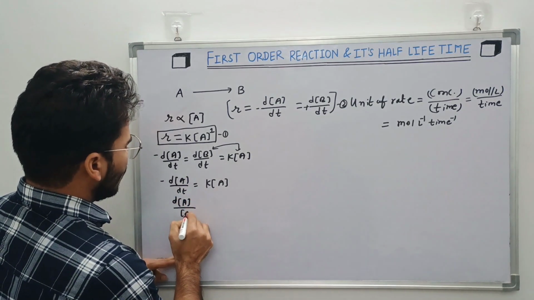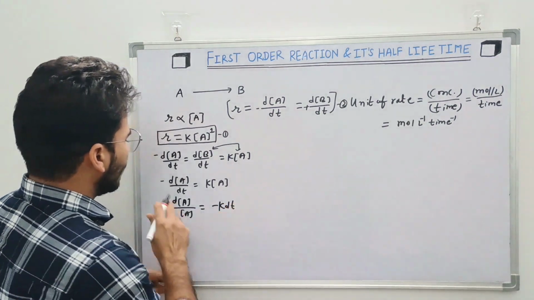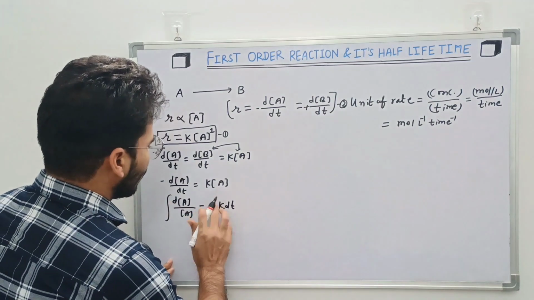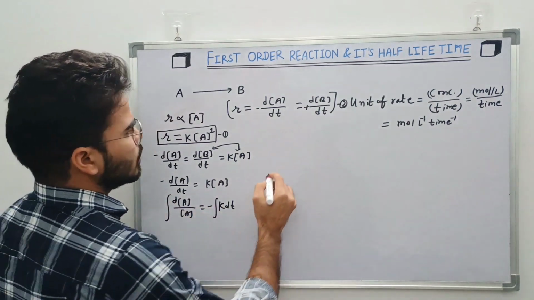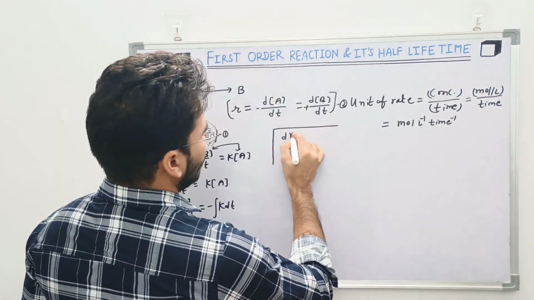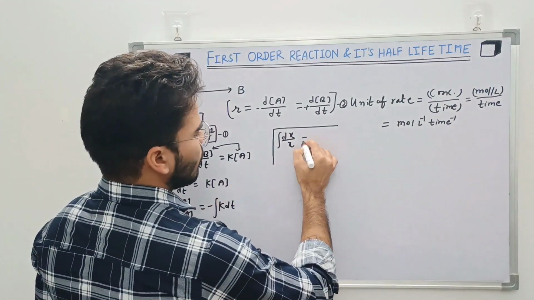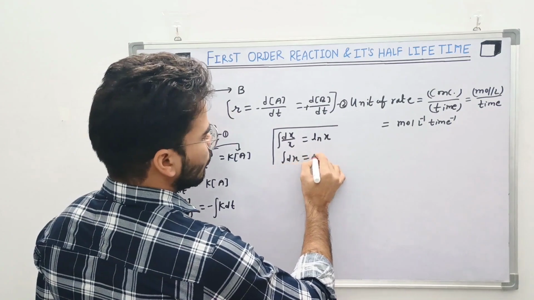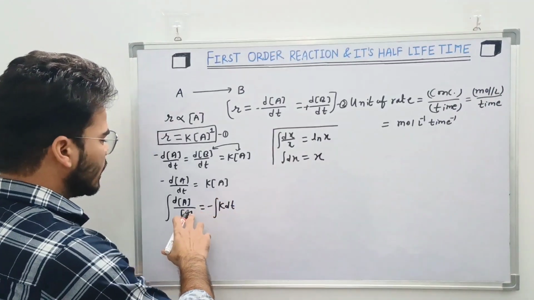For integrating, we have to separate the variables: dA upon A is equal to k dt. We have to put a negative sign here. When we integrate them, we have to know these two formulas: integration of dx upon x will be ln x, and integration of dx will be x. By using these two formulas we can integrate this expression.